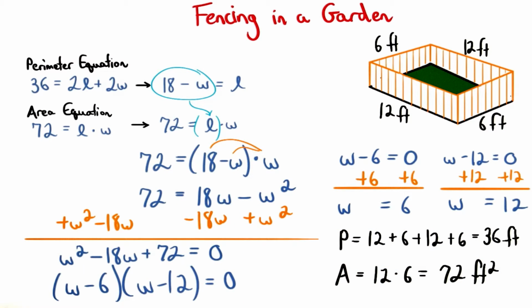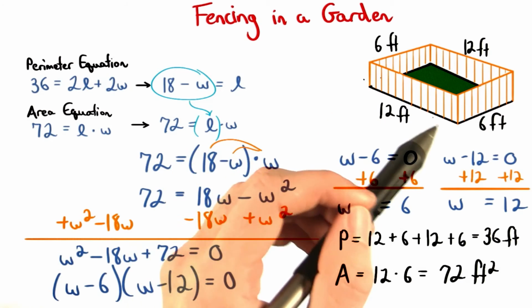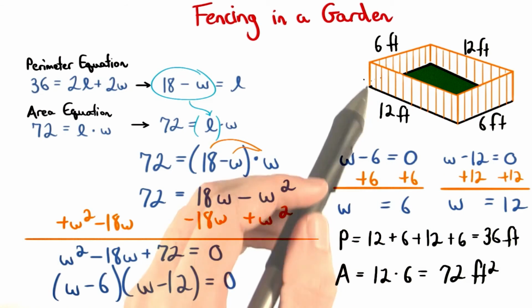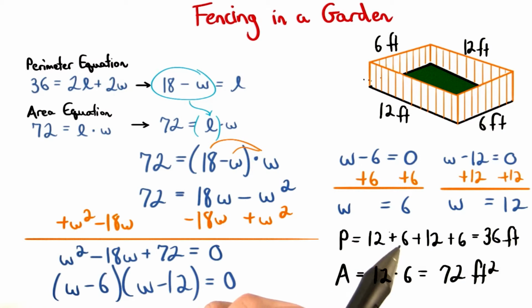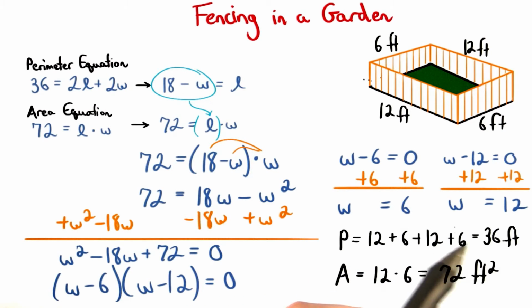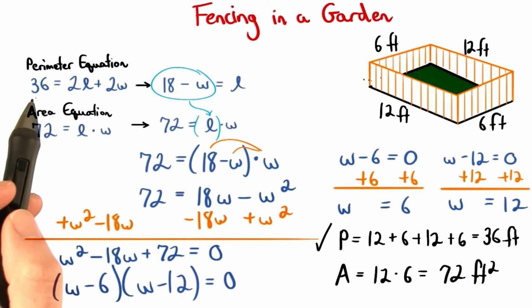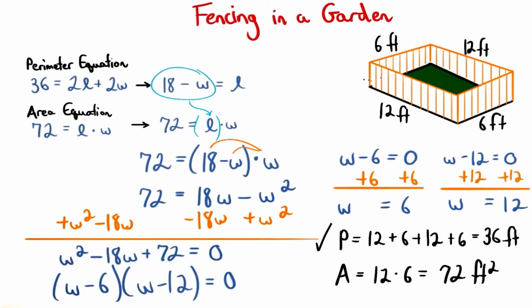And as always, we can quickly check to make sure these dimensions are correct. If we go all the way around our garden, we'll have the perimeter, which is 12 plus 6 plus 12 plus 6, which equals 36 feet altogether. This checks since this is what we expected the perimeter to be in our original problem.